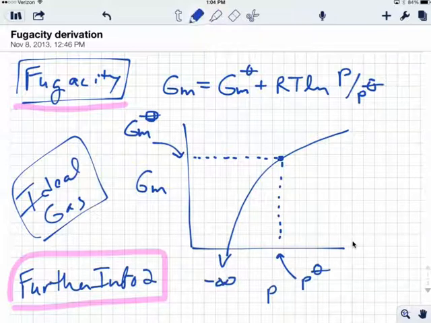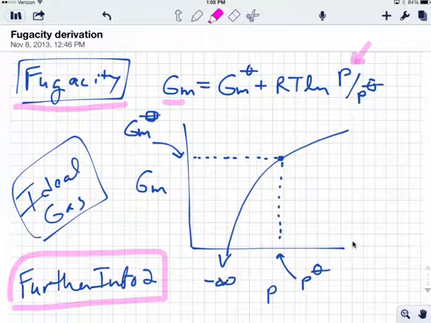So what we've seen already is that the molar Gibbs free energy at some pressure P can be calculated from knowing what the Gibbs molar free energy is under standard conditions, and this second term will correct or change from the standard state to the pressure of interest. You'll then add that to the molar Gibbs free energy under standard conditions and get the new Gibbs molar free energy.